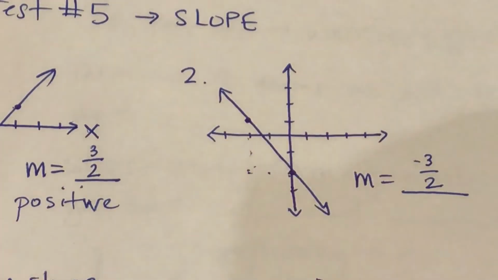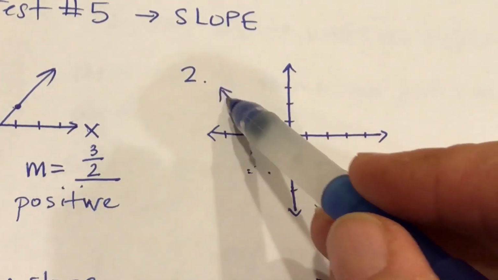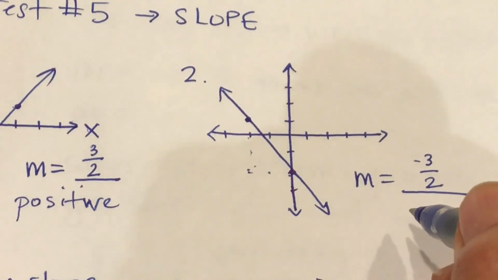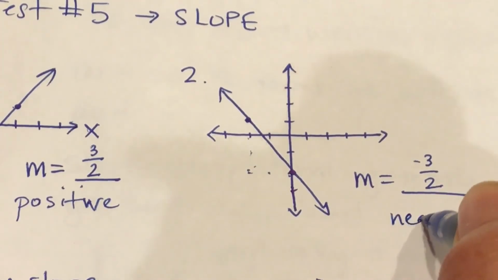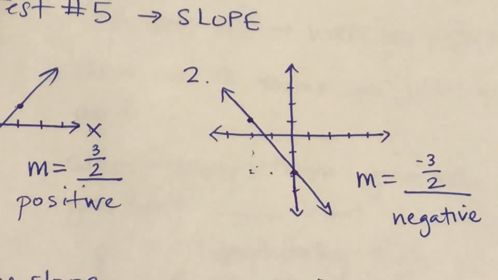Is this slope positive or negative? What do you think? As you read it from left to right, is it going up or down? It's going down. I'm imagining you all just said that. And so this one has a negative slope because it goes down as you read from left to right.